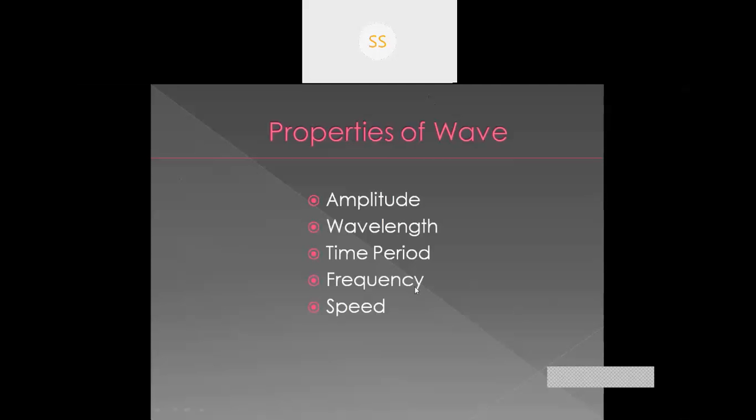Okay, next is wavelength. Wavelength means the distance traveled by the particles in one vibration. That is the wavelength of the wave. The distance traveled by the particles during one vibration.